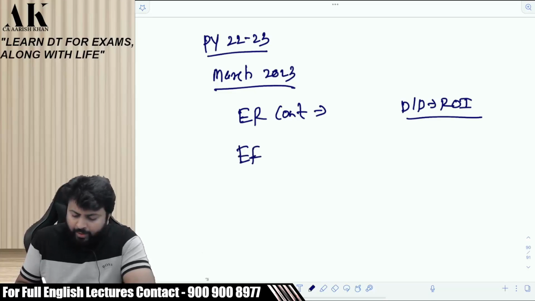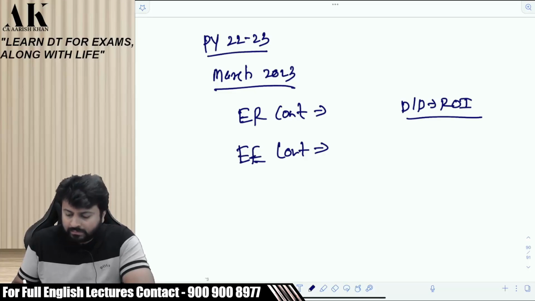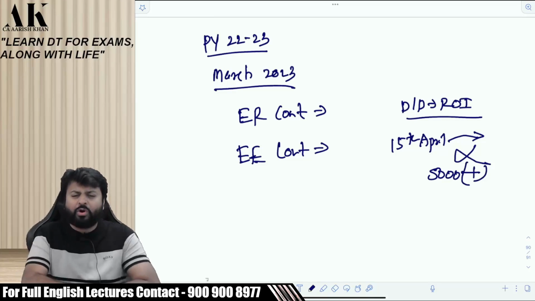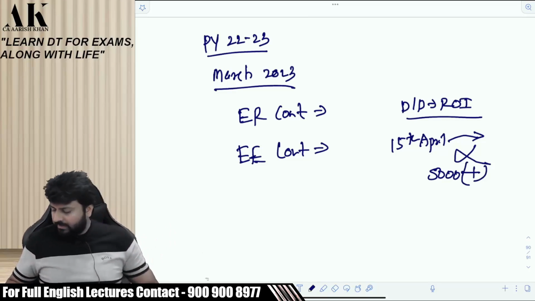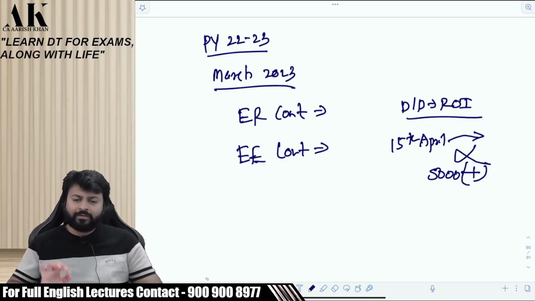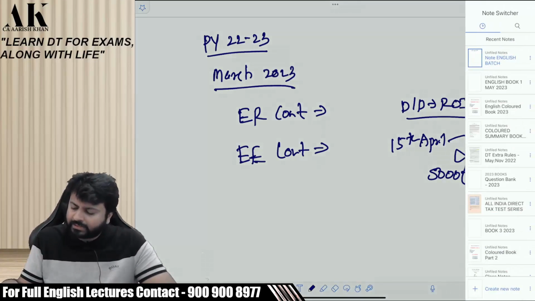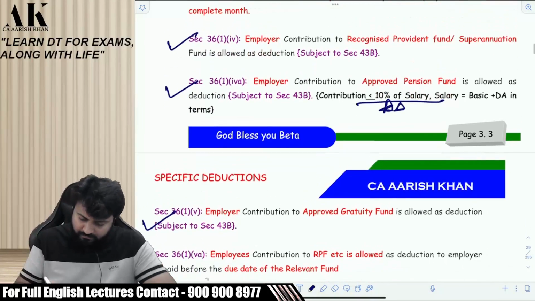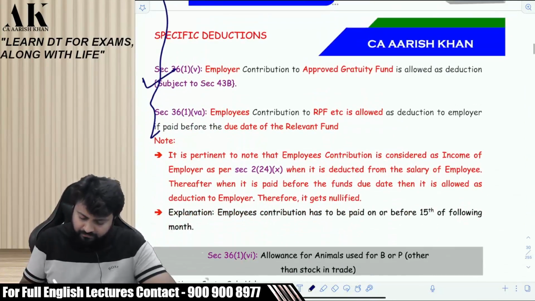What will be the employee contribution of March? When should it be paid? Till 15th April. If you pay after April, you will not get deduction. And then that 5,000 rupees will be income forever. Yes or no? Is everyone clear, beta? Very important, these 4 deductions. Mark these 4 deductions as very important for exam in your color book. 1, 2, 3, 4.